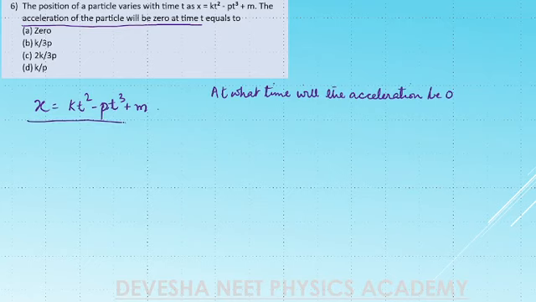If you've seen the previous video and the previous solutions, in case we have been given an expression like this, which is the expression for distance x expressed in terms of time t and some constants, how do we find velocity in such cases? We simply do the differential. So dx by dt is equal to 2kt minus 3pt squared. Now this becomes the velocity.